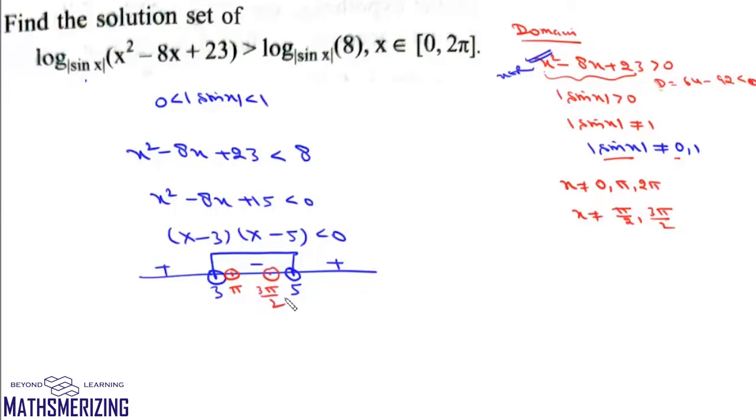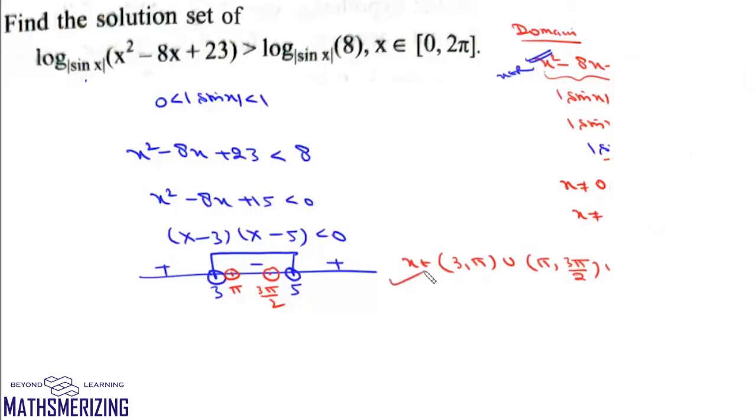3 pi by 2. So the answer to this question will be x belongs to from 3 to pi, union from pi to 3 pi by 2, union from 3 pi by 2 to 5. And that is the answer to this question.